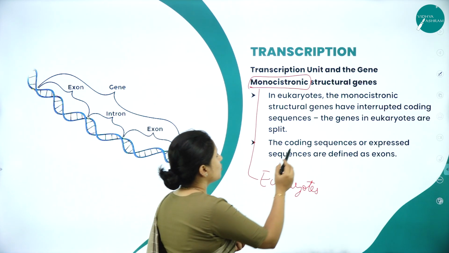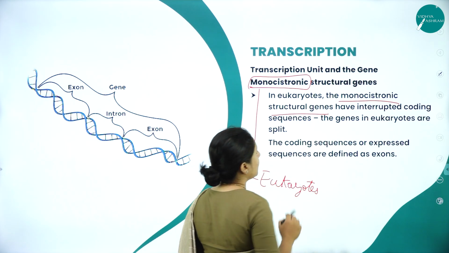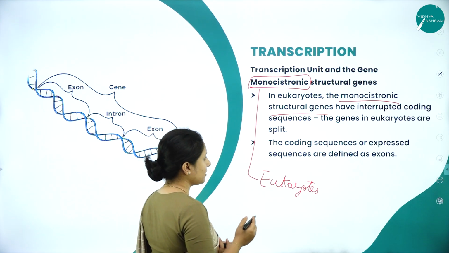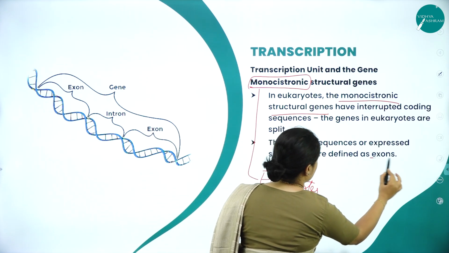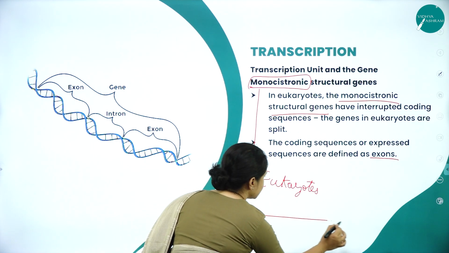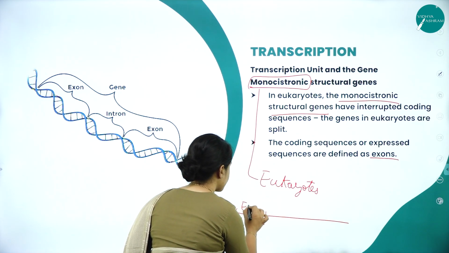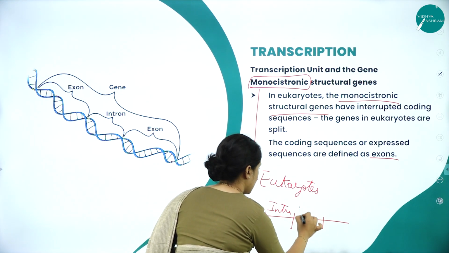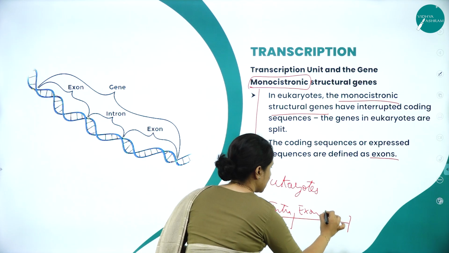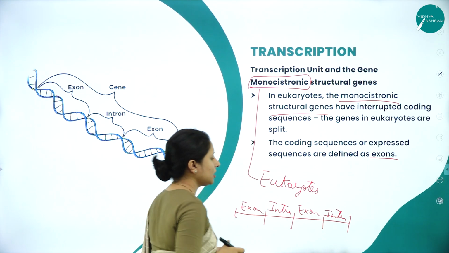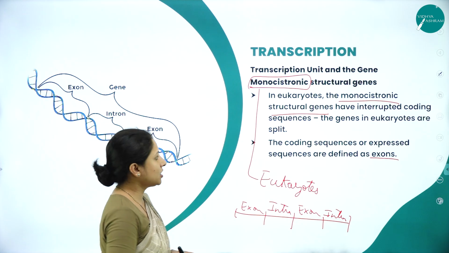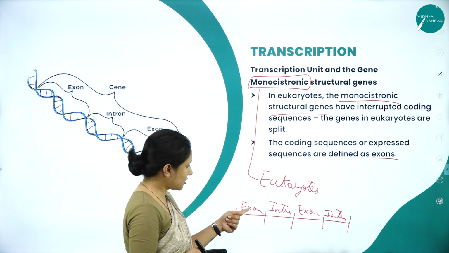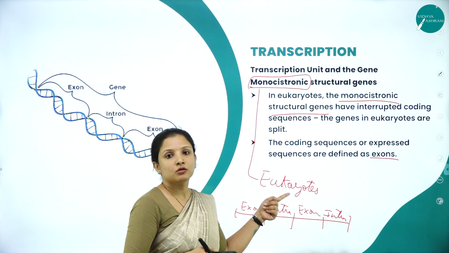In eukaryotes, the monocistronic structural genes have interrupted coding sequences. That is, the genes in eukaryotes are split, meaning the coding sequences or expressed sequences are defined as exons. So they'll have different types of sequences. Up till here it will be the exon, then it will be intron, then again exon, and again intron, like that it will go. So the exons are interrupted by the introns. Exons are coding sequences, introns are non-coding sequences.